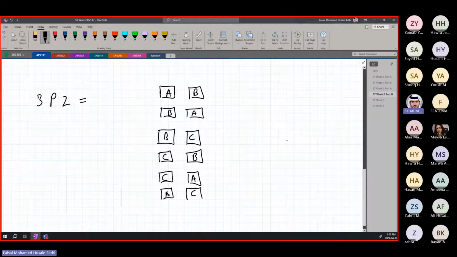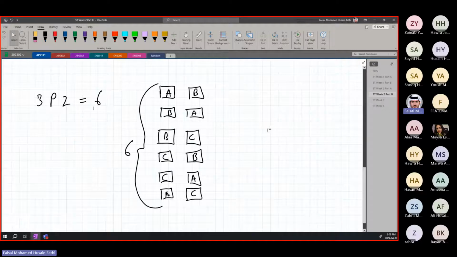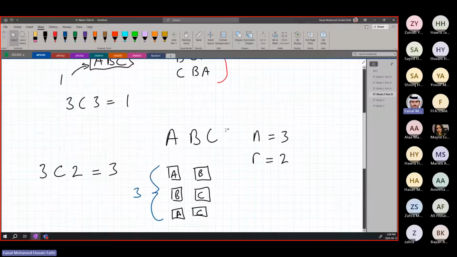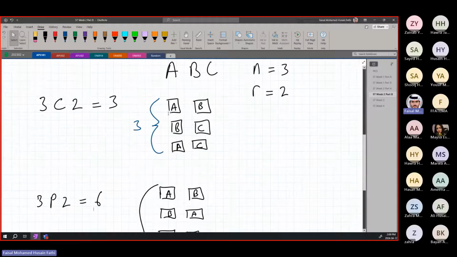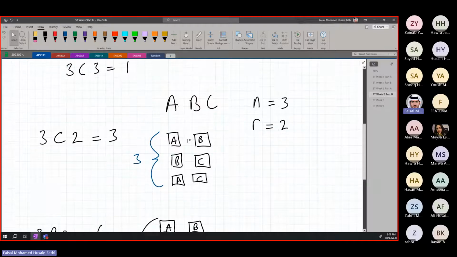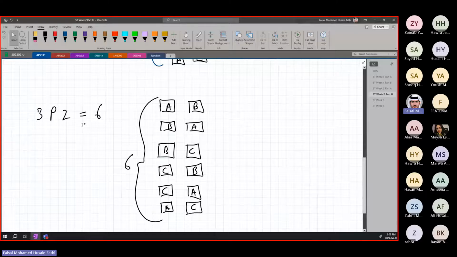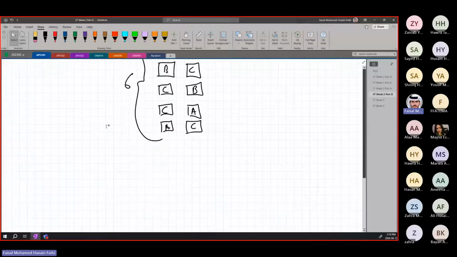So if you notice now, we have more options. We have 6 total options. So 3P2 is going to be equal to 6. What is important here is order. If order is not important in the way you are choosing things, then you will be using C, which is combination, which is just only having the numbers or the letters be selected. It doesn't matter which one comes first or not. And for permutation, order is important.